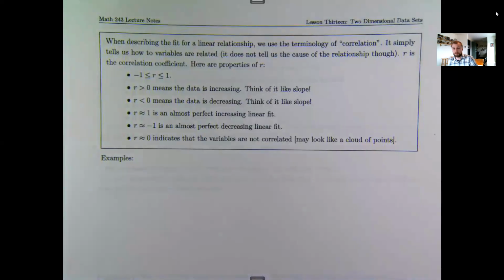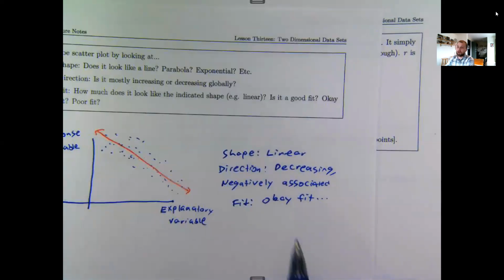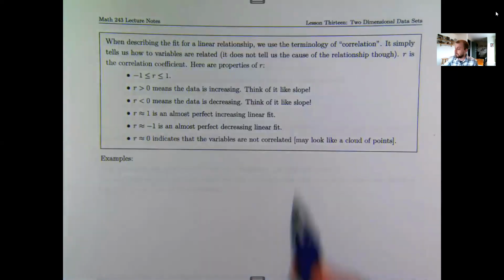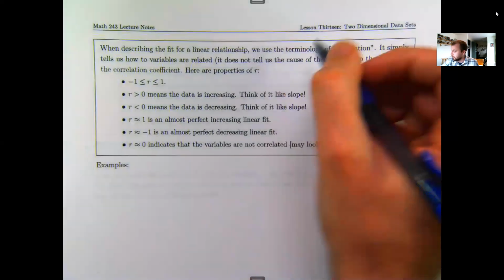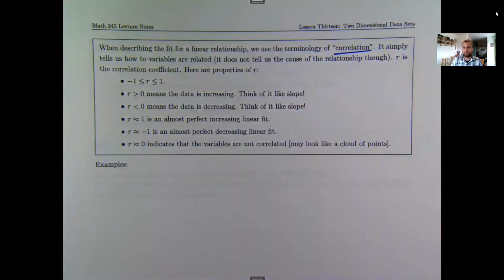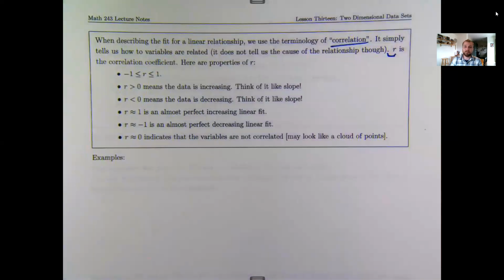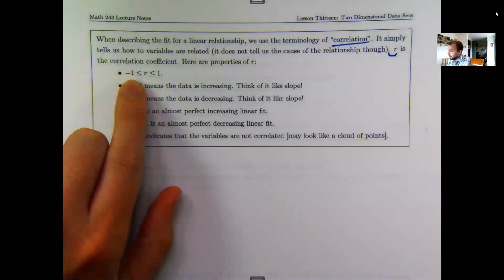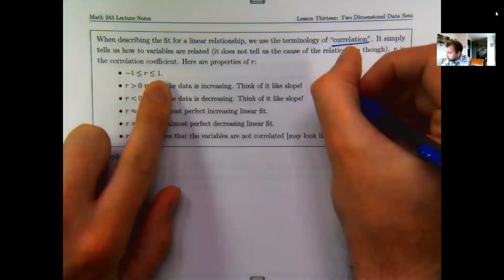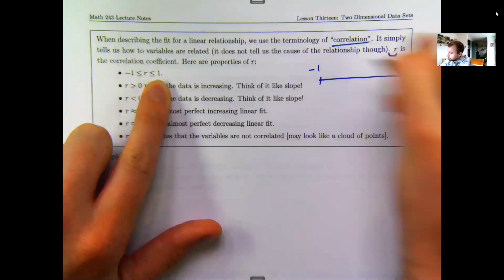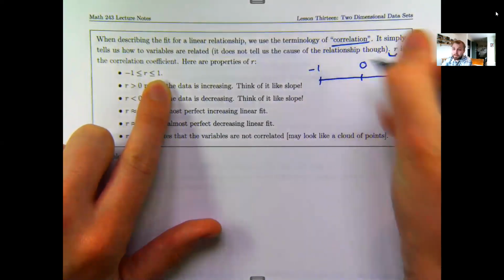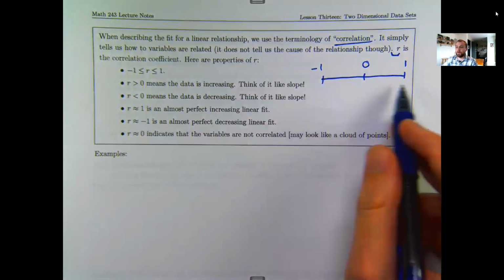And luckily there is. So when describing the fit of a linear relationship, instead of using language like okay, poor, or good, we can measure this using a terminology called correlation. And this tool, correlation, which is represented by the letter R, tells us if something is a strong or weak relationship. Here are some properties about R. R is a number between -1 and +1. So R is some number on the scale -1 to +1.